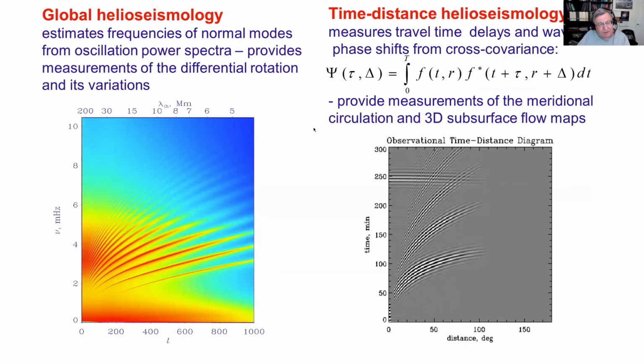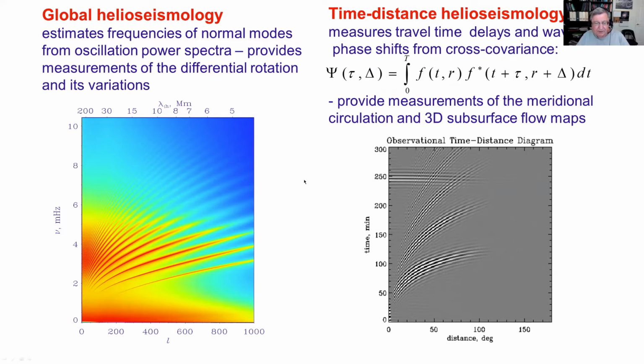And in helioseismology, we use basically two techniques. The first is global helioseismology, that is, to measure the frequencies of normal modes, and then from the oscillation power spectrum measure differential rotation and its variation. In this technique, you only measure axisymmetric flows and structure of the sun. And time-distance helioseismology can measure three-dimensional flows, but only in the subsurface shear layer, or it can measure meridional circulation, but also azimuthally averaged. It is based on measuring the cross-covariance function and then fitting the travel times.